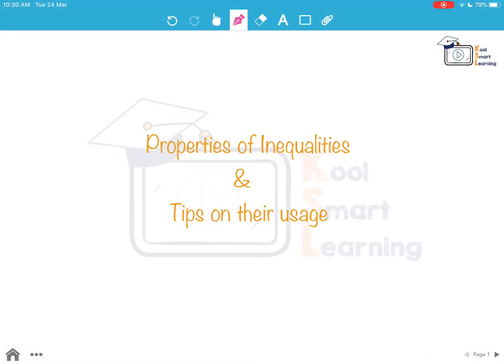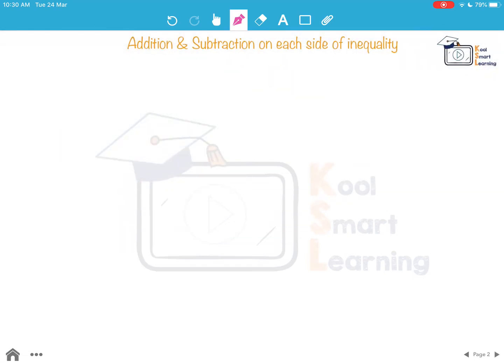Hello friends, in this session we are going to discuss some properties of inequalities and tips on their usage. So let's first look at this property where we are doing addition and subtraction on each side of an inequality.